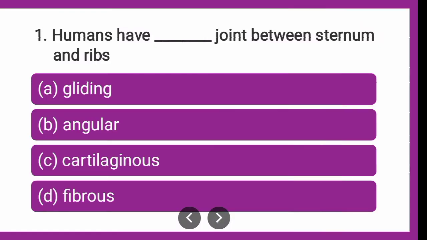Question 1 is, humans have dash joints between the sternum and the ribs. Humans have which joint between the sternum and the ribs? Whether it is gliding joint, angular joint, cartilaginous joint or fibrous joint, which amongst the given is the correct answer for the joint between the sternum and the ribs?